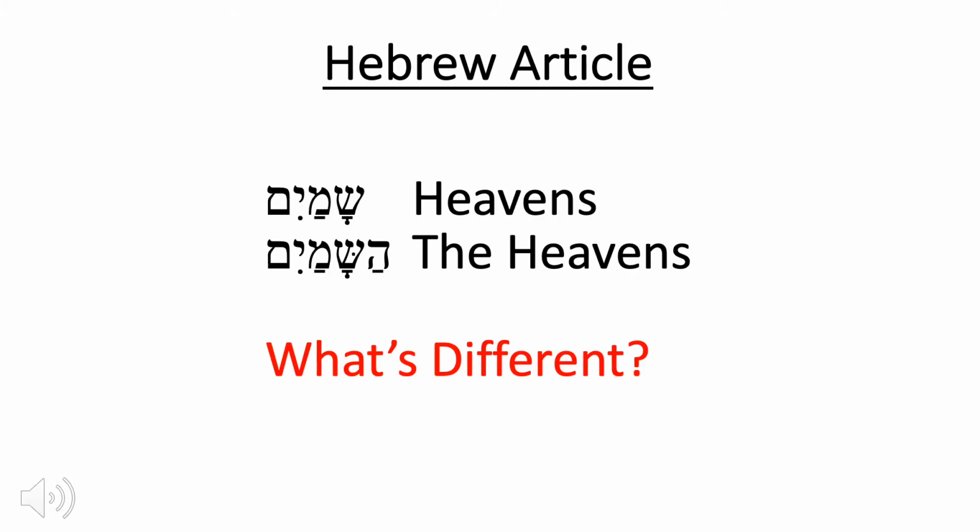This is an example of the usage of the Hebrew definite article. The first word is "heavens." The second word is "the heavens." Can you tell what's different and what made the second word definite as "the heavens"? If you said hey plus patach as the vowel under the hey, plus a dagesh forte in the first letter of the word, you are correct. This is the mark for the Hebrew definite article.